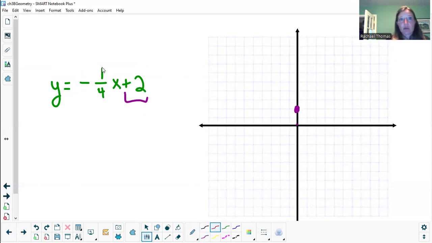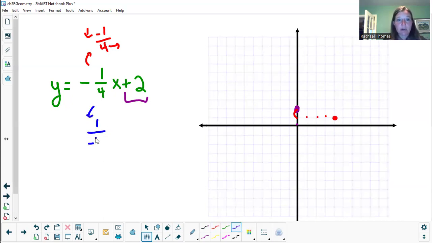Negative 1 over 4. Negative 1/4 I could think of as negative 1 divided by 4. If the top number represents the vertical change, then a negative 1 would mean down 1, and to the right 4, because 4 is still positive. 1, 2, 3, 4. But I could also think of this fraction as being positive 1 over negative 4. So that would mean up 1 and to the left 4.